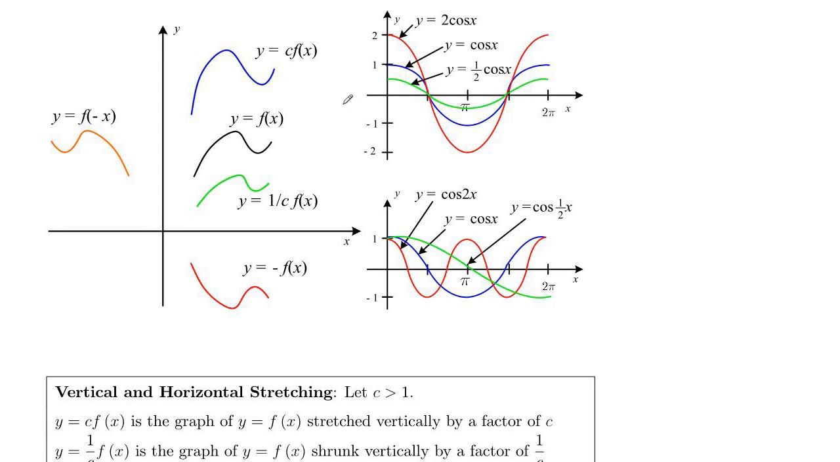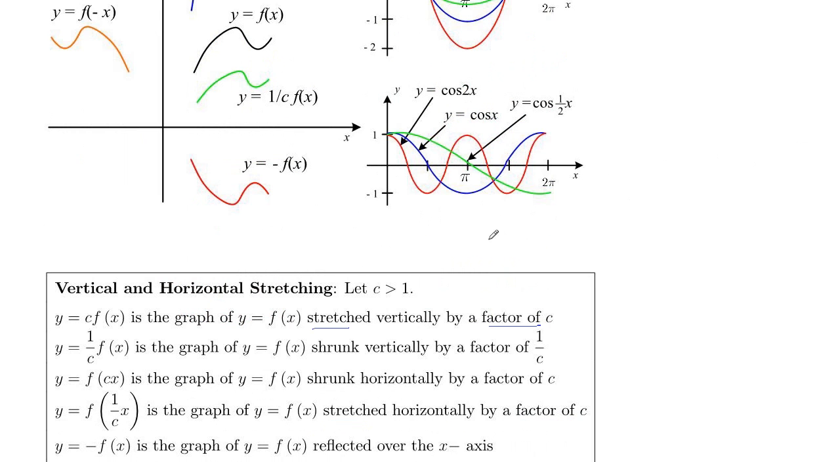So when we ended yesterday, we were talking about stretching and compression of functions. And our general pattern here was that if we had y equals f of x, when you multiply it by a constant greater than 1, it stretches by a factor of c. So that's right here. Y equals c times f of x is f of x stretched here by a factor of c. And if you multiply by 1 over c on the outside, where c is greater than 1, so it's like 1/2 or 1/3, then 1 over c times f of x is shrunk vertically by a factor of 1 over c.